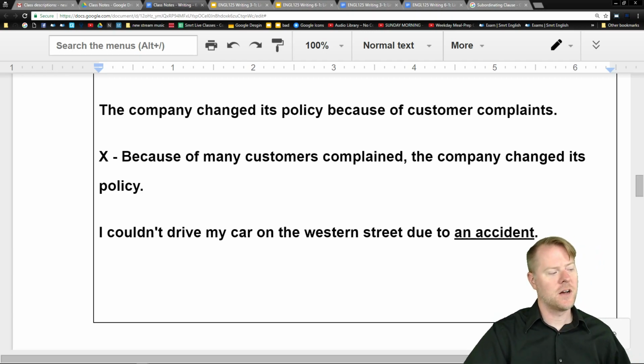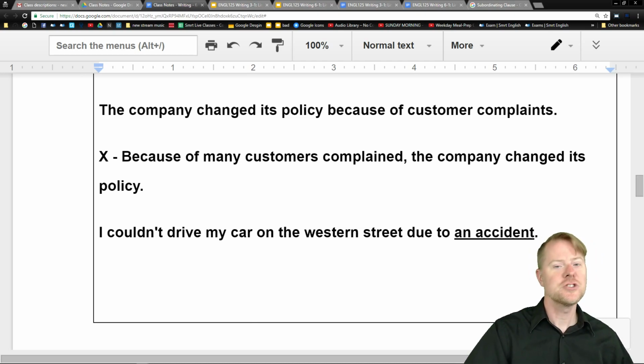Like Yuan Zhang mentions, owing to, and that is also a linking device. There are so many linking devices. It's crazy.